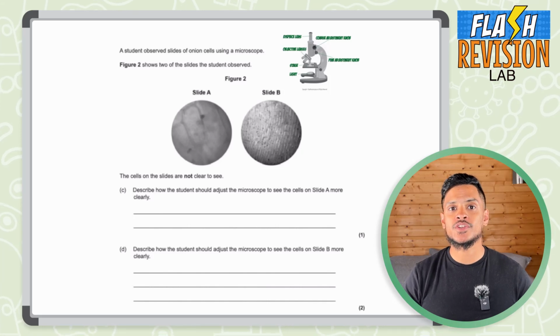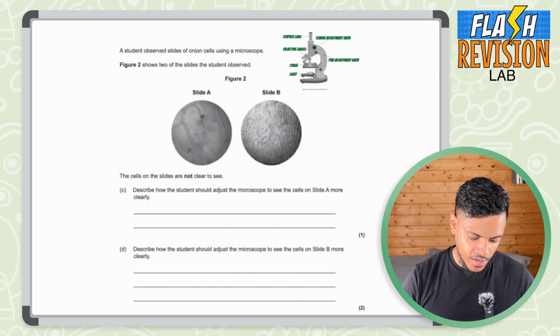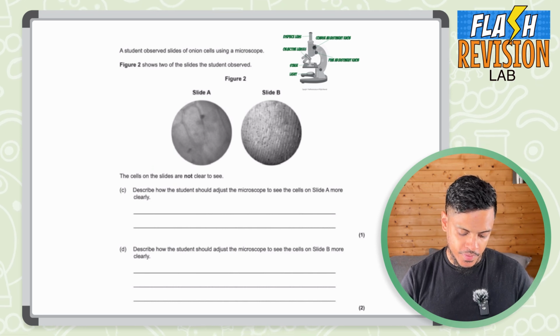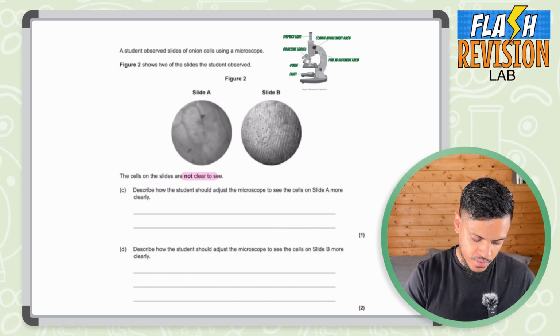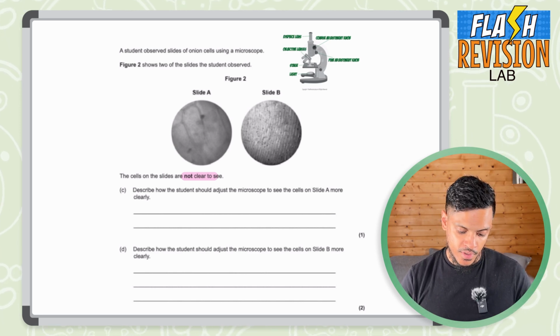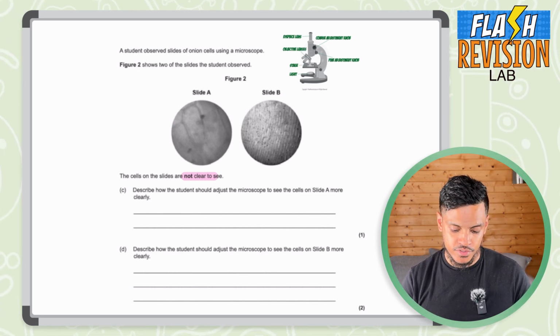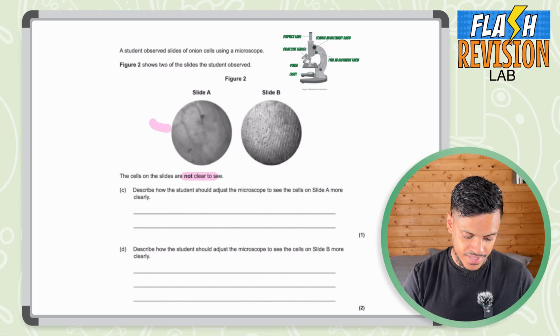So here we got a question on the required practicals on microscopes. What we have here are two images and there's something wrong with both images. It says in the question that both images have cells which are not clear to see, and it's asking you, how should we adjust the microscope to see the cells more clearly? So each one has a different problem.